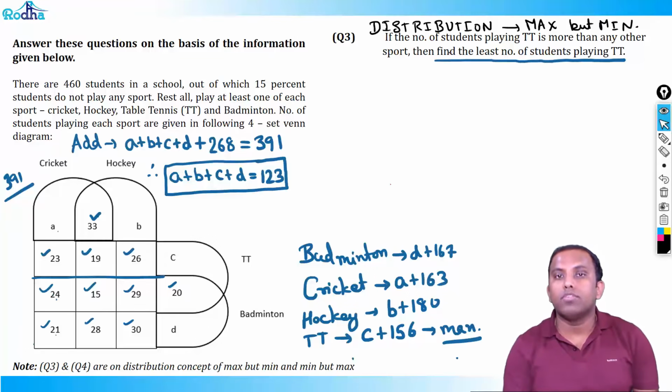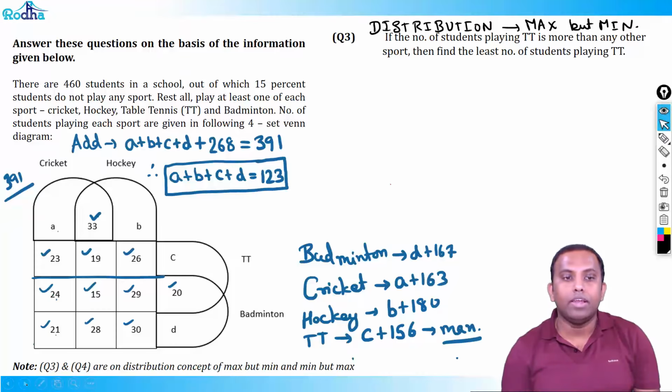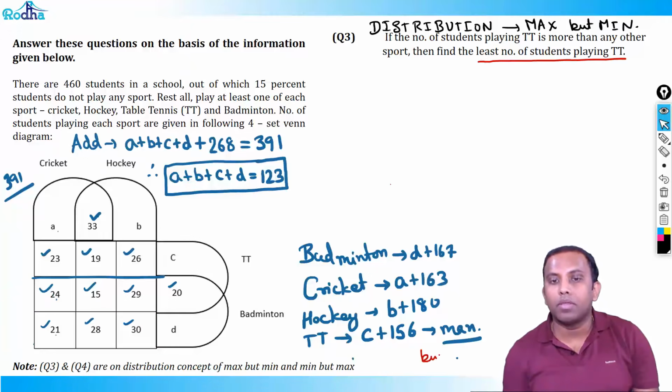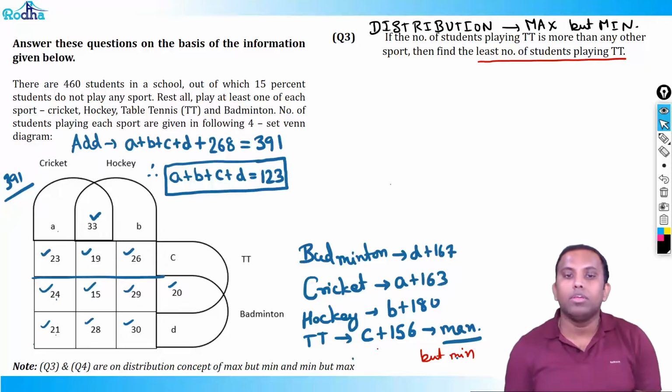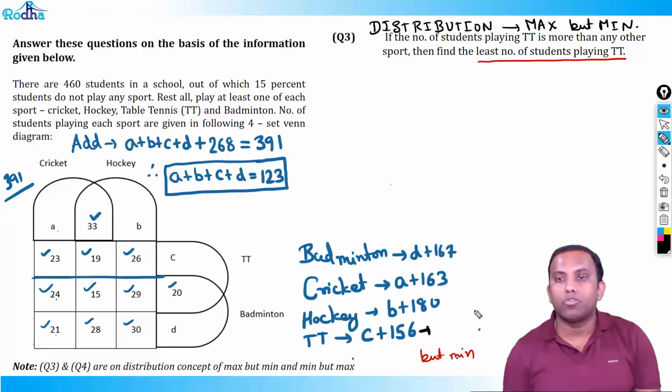The question is, if the number of students playing TT is more than any other sport, that means TT has to be maximum, but then find the least number of students playing TT. So find the least number of students. That means I have to find what? Maximum but minimum for TT. So very important concept is maximum but minimum for TT.